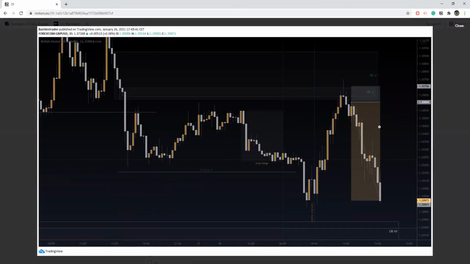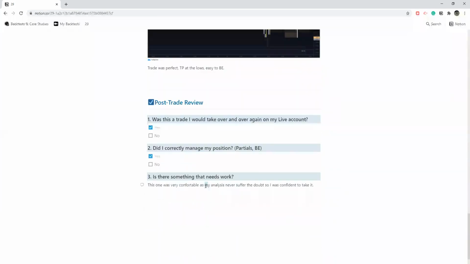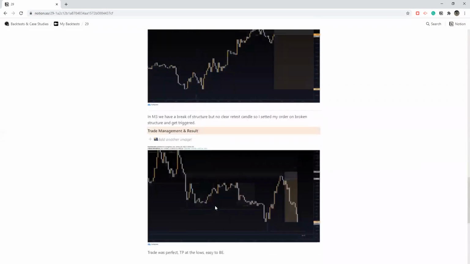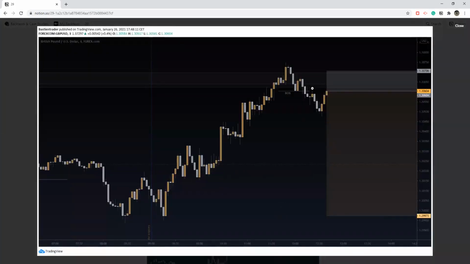Okay, so this is the 15 minutes. So we actually play it out to perfection. Yes. All right. And then we start to reverse to the downside, potentially into the lows. Yes. Very well managed at the lows. Easy to break even. Yes. This was very comfortable. My analysis never suffers, so I was confident to take it. Exactly. Yes. Really good. Let me just check.